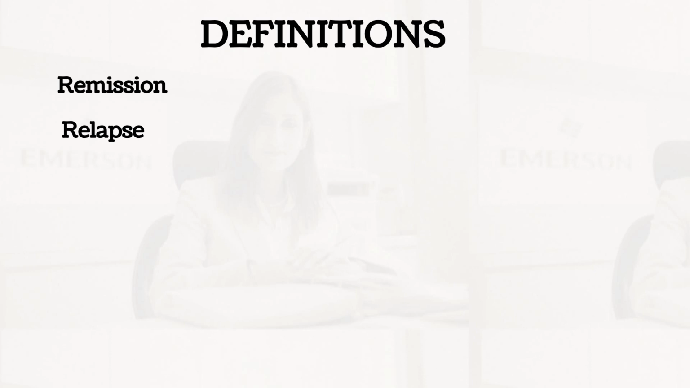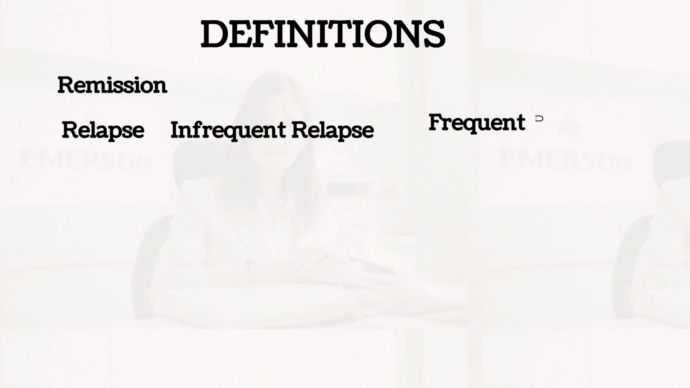That's a relapse. Then you can have infrequent relapse. Infrequent relapse is when someone has 3 or less relapses per year, or we can have a frequent relapse, where someone has 2 or more relapses within 6 months of initial response, or 4 or more relapses within any 12 months period. So those are some of the types of relapses that we talk about, the infrequent and the frequent.